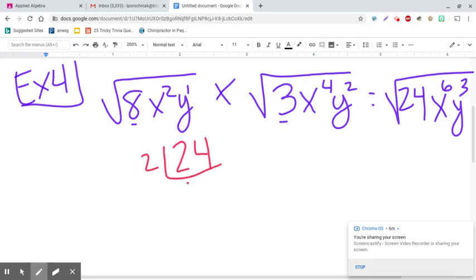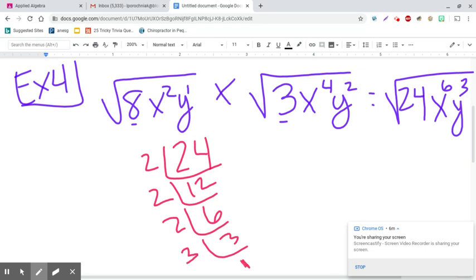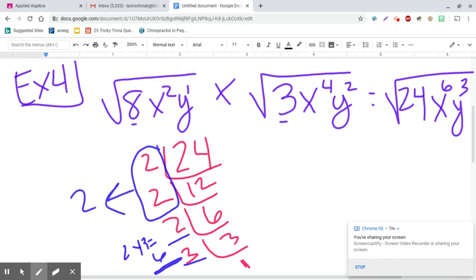I'm going to use a 2 because it's even, which gives you 12. Another 2, which gives you 6. Another 2, which gives you 3. The only thing that goes into 3 is 3, which gives you a 1. All right, so what are our matches here? It's just these two 2s. That 2 and that 3 stay, and 2 times 3 is 6. So a 6 will stay, and a 2 will come out. But we still need to do our variables. We have 6 x's and 3 y's.